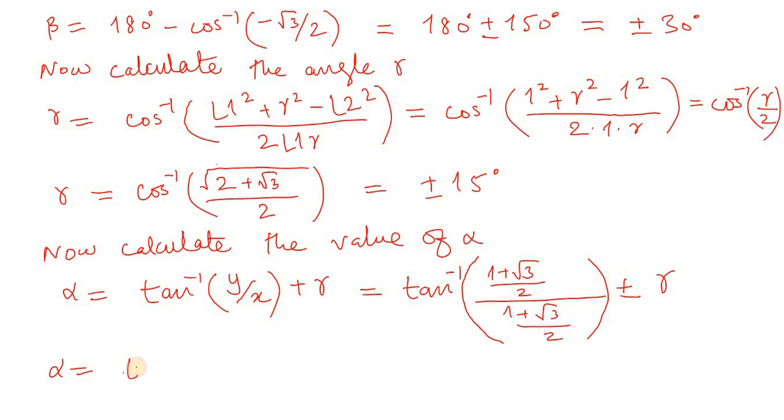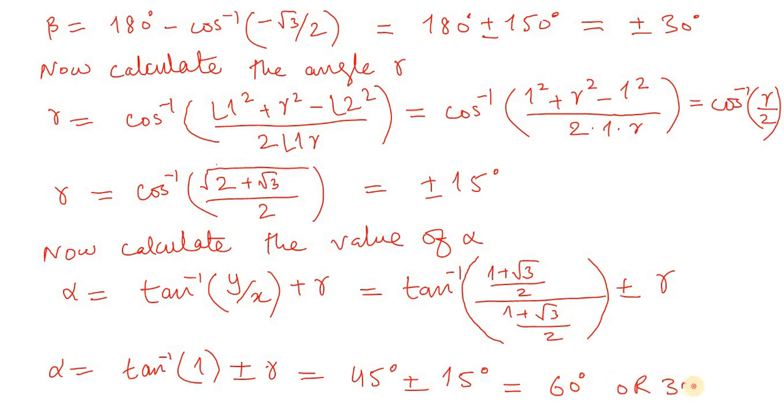So we have here tangent inverse of 1 plus minus, put the value of gamma, it's tangent inverse of 1 is equal to 45 degree plus minus the value of gamma is, we have 15 degree. So which is equal to 60 degree or 30 degree.